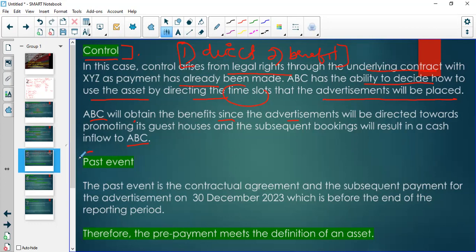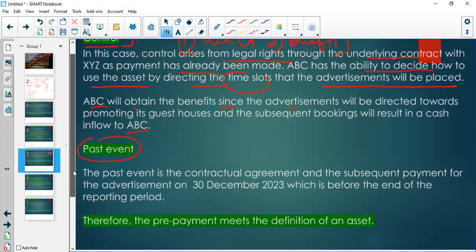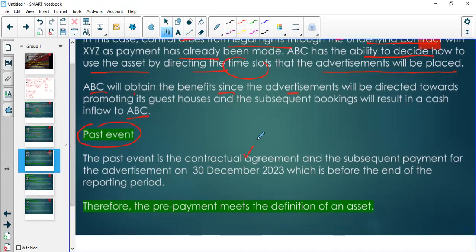Then the past event in this particular regard is the contract that we had and the subsequent payment, because we need both, right? We can't say we just sign a contract and then it's an asset. No, because it has to be paid for. Or we can't just pay to ABC without a contract, just pay into the account and say we have an asset. So there has to be, in this case, a contract and a payment. That's the past event that gives us the rights.